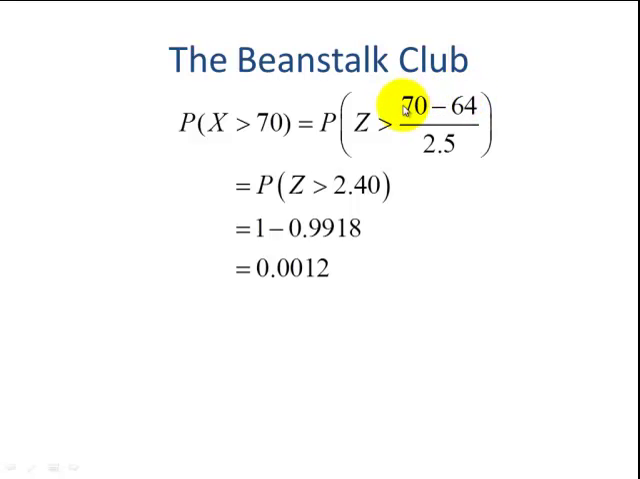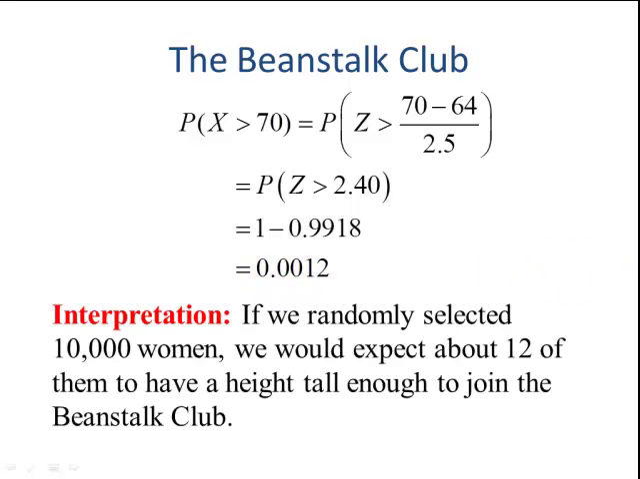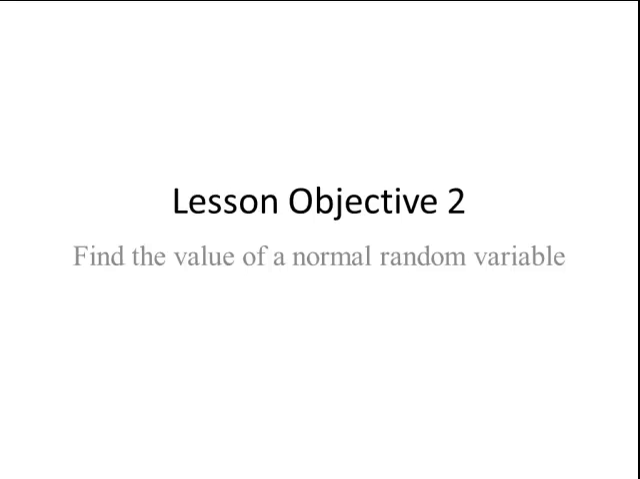So we're going to take x minus the mean divided by the standard deviation, and we end up with a z-score of 2.40. Looking up 2.40 in table 5 yields a probability or an area of 0.9918, and since we want the area to the right, we have to do 1 minus that area, which yields 0.0082. If we randomly selected 10,000 women, we would expect about 82 of them to have a height tall enough to join the Beanstalk Club.